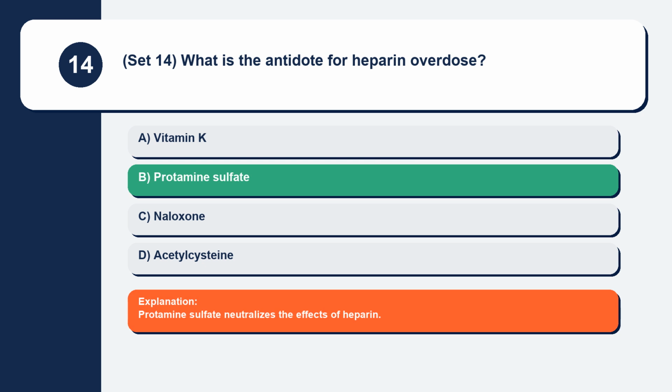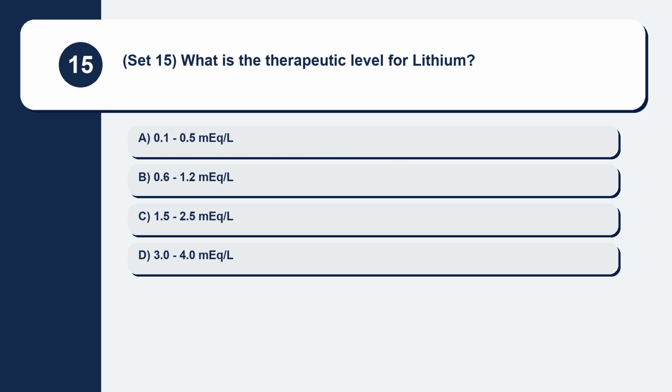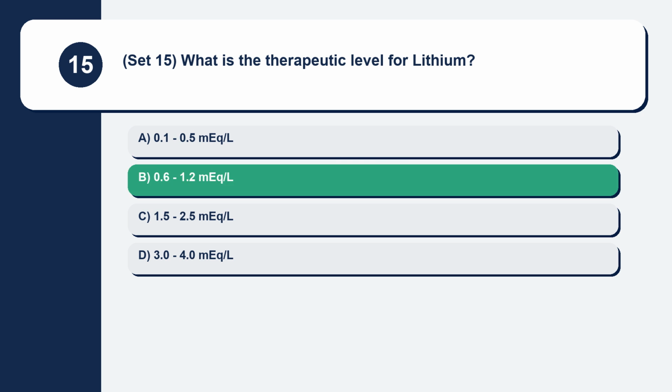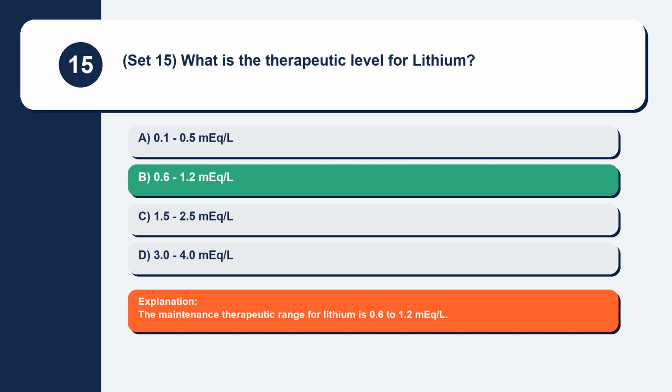Question 15. Set 15. What is the therapeutic level for lithium? 0.1 to 0.5 milliequivalent/L, 0.6 to 1.2 milliequivalent/L, 1.5 to 2.5 milliequivalent/L, 3.0 to 4.0 milliequivalent/L. The maintenance therapeutic range for lithium is 0.6 to 1.2 milliequivalent/L.